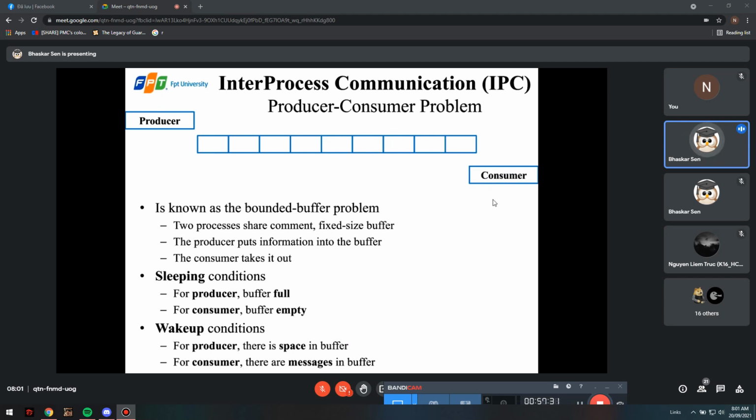So now that we understand this one, here is something very important, a few things that you can see at the bottom of the slide. We do ask questions from this part, so pay attention. It's a very common question, a typical question. What are the sleeping conditions and wake-up conditions? For producer, buffer full. For consumer, buffer empty. Wake-up conditions: for producer, there's space in the buffer, and for consumer, there are messages in the buffer.